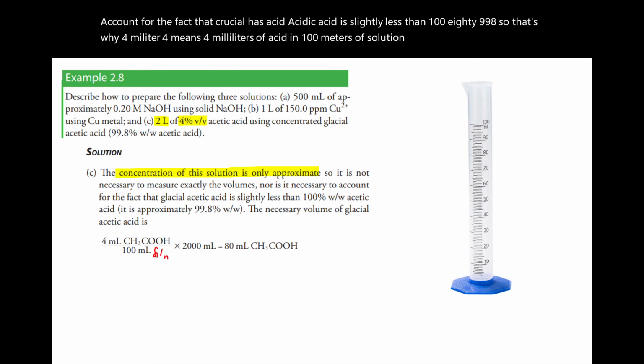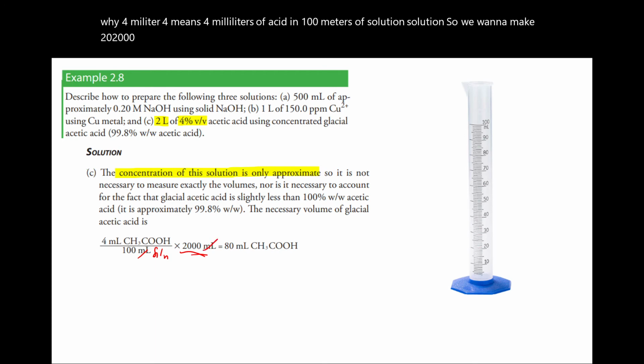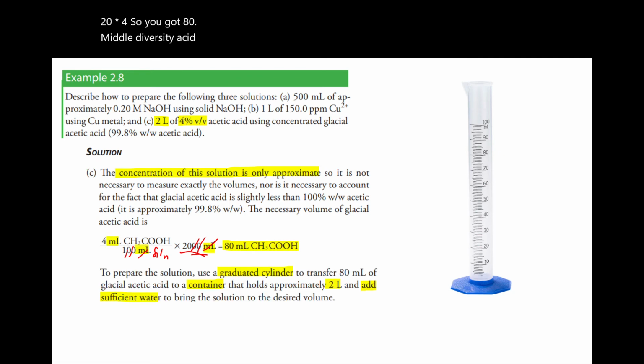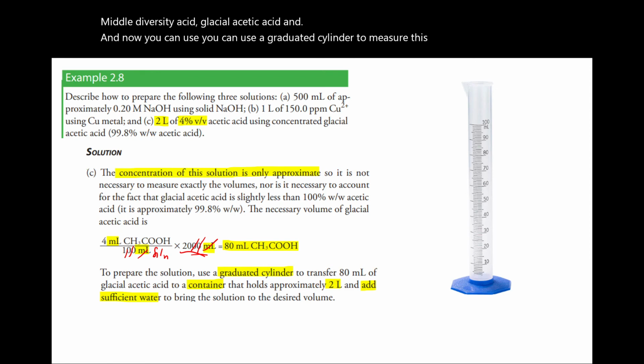Solution. So we want to make 2,000 milliliters. So milliliter would cancel out, and you come up with 80. If you do the math, those two zeros would cancel out those two zeros. 20 times 4, so you got 80 milliliters of glacial acetic acid, and you can use a graduated cylinder to measure this much, 80 mils of acetic acid, and then you add.